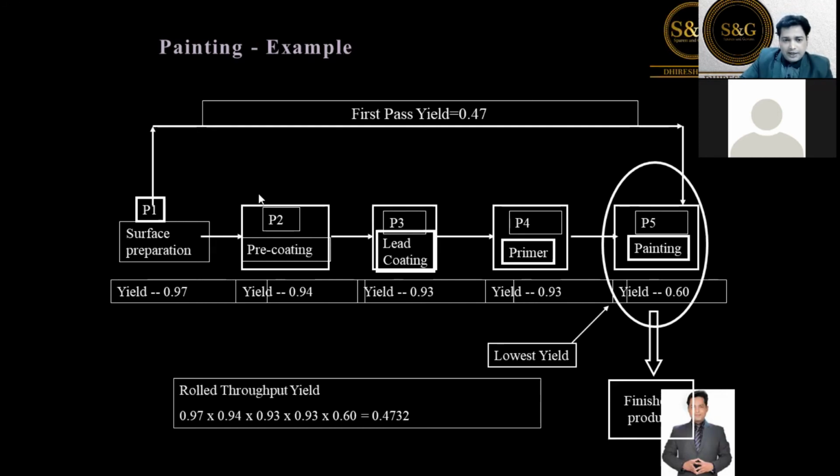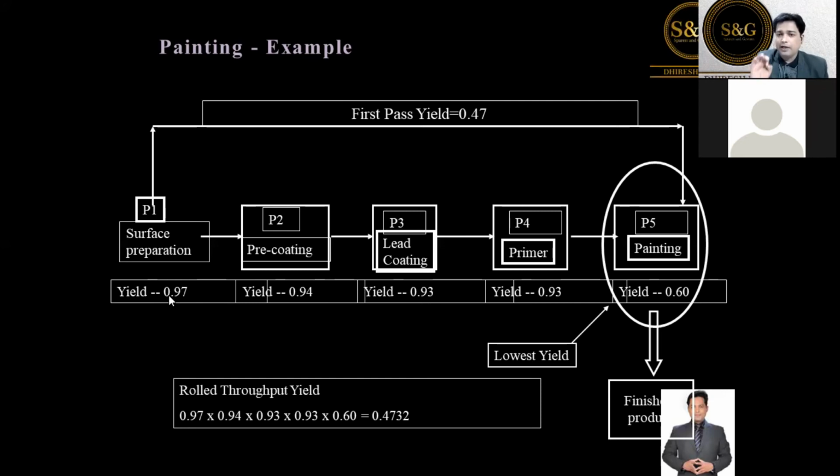For example, let's say this is the painting example. ये paint shop है, and paint shop में ये 5 processes हैं. What are the processes? Surface preparation is the first process, pre-coating is the second process, lead coating is the third process, primer application is the fourth process, and then the final painting is the fifth process. So these are the 5 stages of the paint shop. Okay. Now in the surface preparation, I put 100 pieces of my products, out of which 97 come first time right. Now this is the definition of yield.